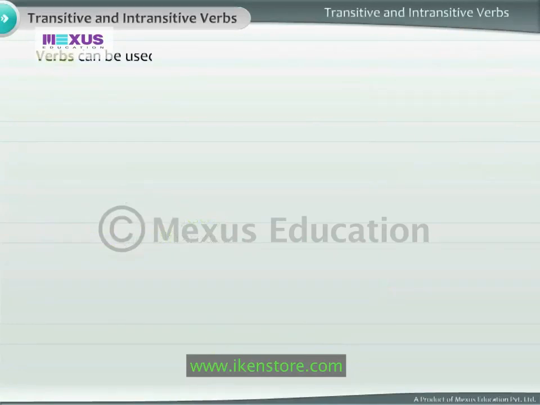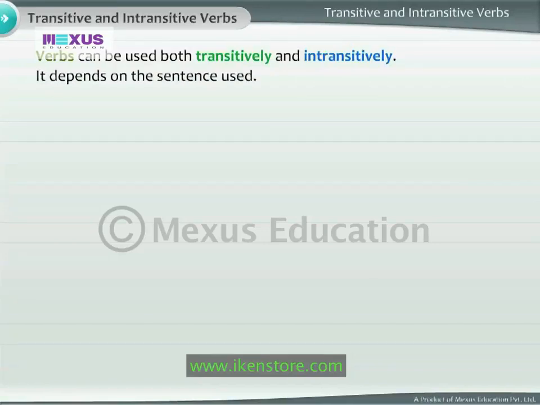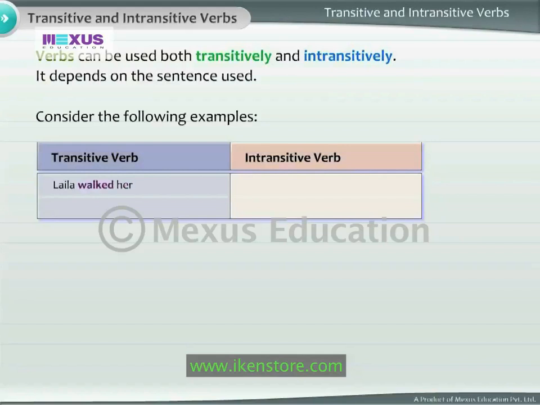Verbs can be used both transitively and intransitively. It depends on the sentence used. Consider the following examples. "Layla walked her dog." The transitive verb walked is followed by the object dog. "Layla walked to the park." The intransitive verb walked has no object. It is followed by the prepositional phrase to the park.